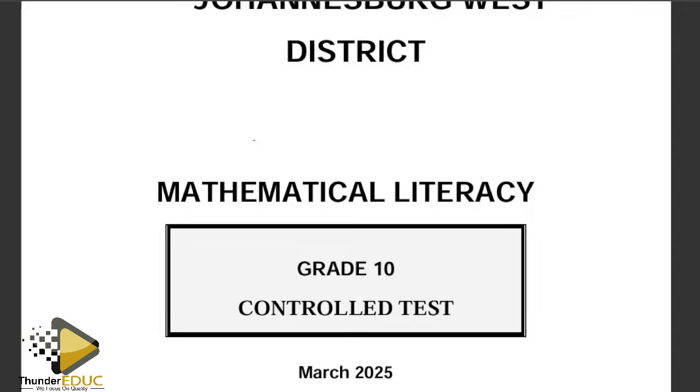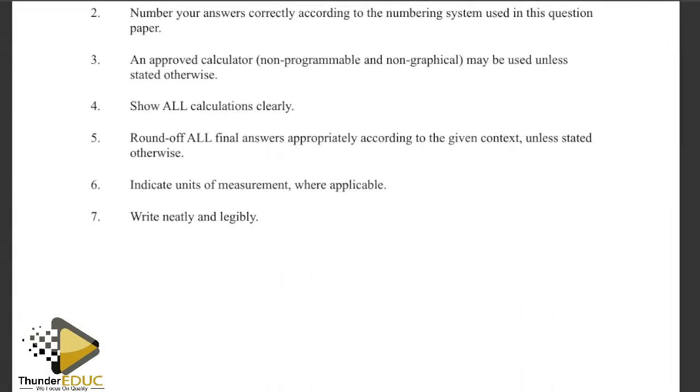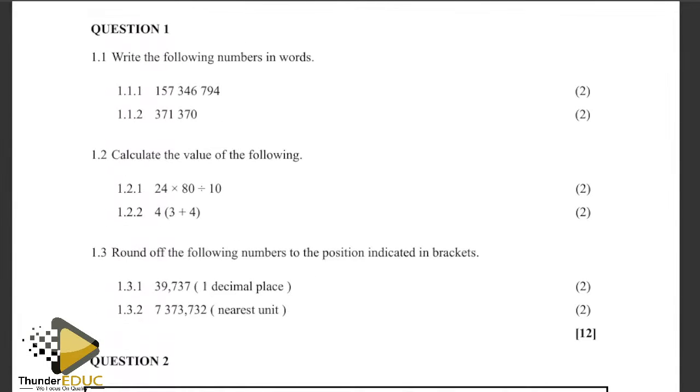Grade 10, let's look at possible answers to our test that we've just written. All right, 1.1 asks us to write the following numbers in words. I remember telling you this yesterday. This was supposed to be a million. So what shall we say?